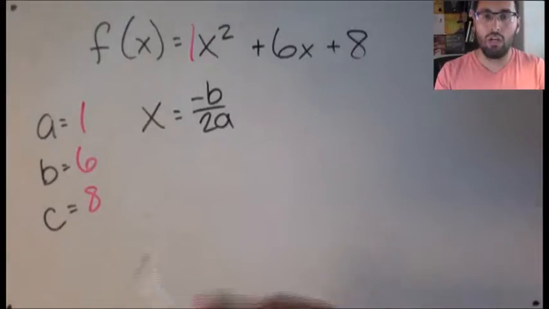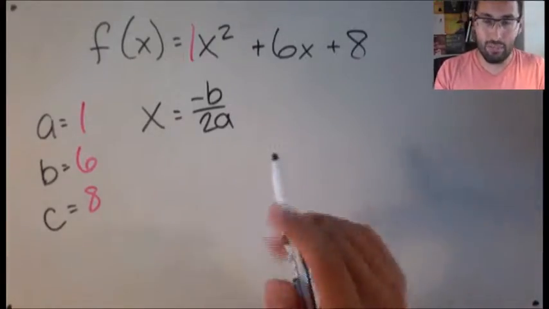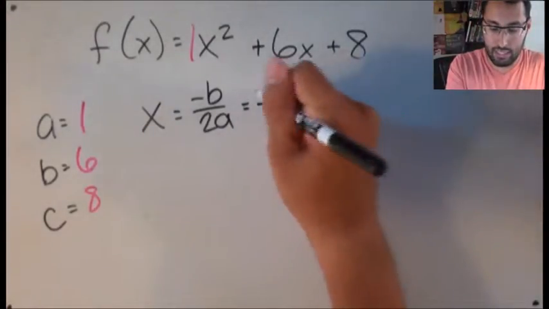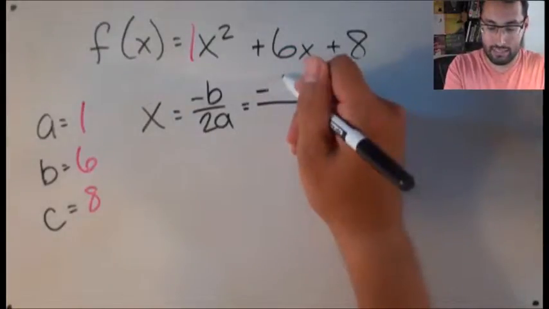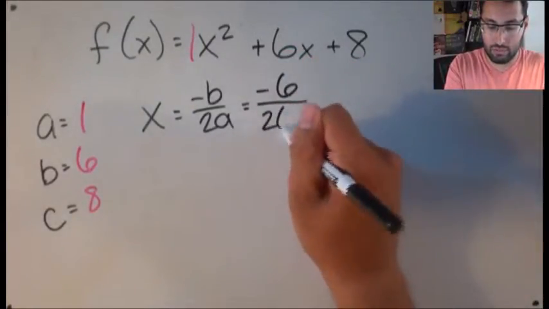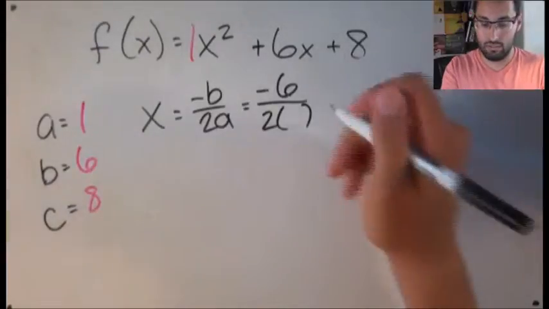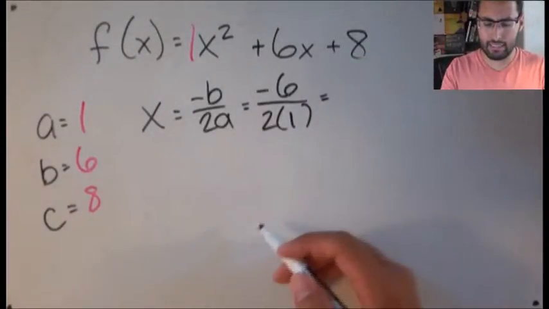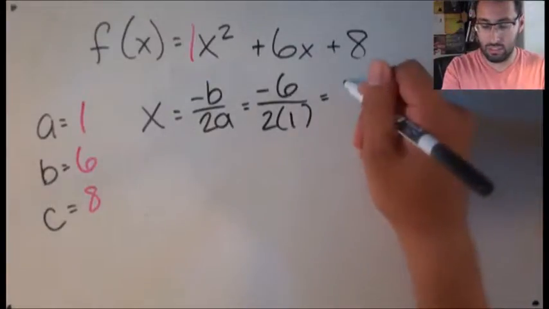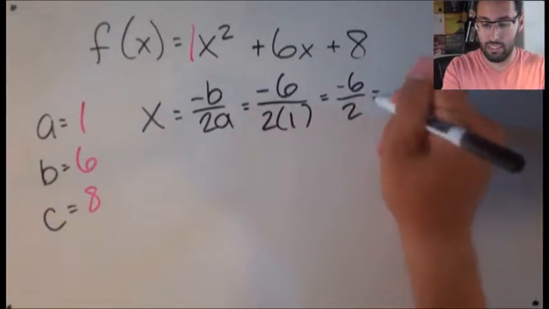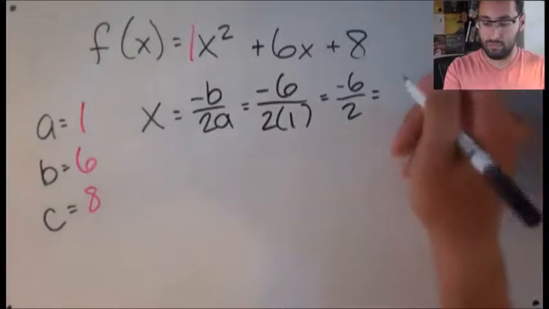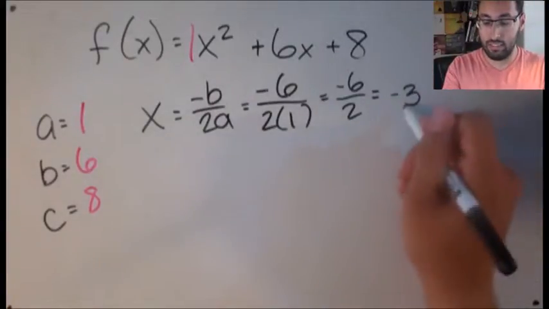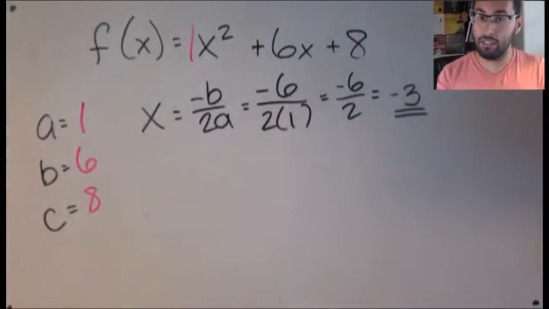Well, our x value is negative b over 2a. So I'm going to put negative, our b value is 6, and 2 times a is 1. We're going to simplify this. Negative 6 divided by, well, the denominator simplifies to 2. And negative 6 divided by 2 is negative 3. So we found the x value of our vertex.